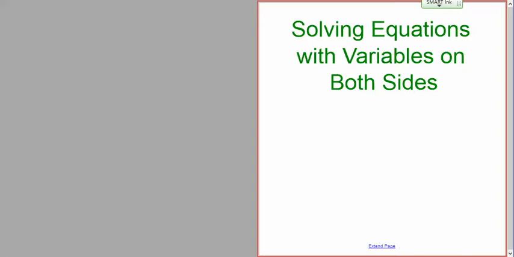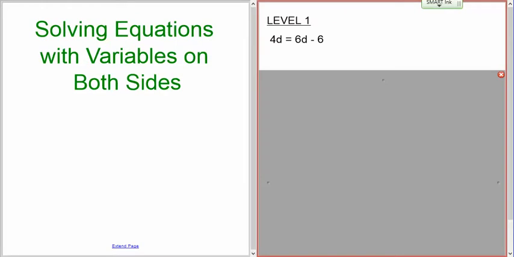It's time to beef up the difficulty level of solving equations, and this is probably the next logical step. So here we go. I've got these based on levels as IXL calls them when they show me results. So level 1 question. 4d equals 6d minus 6.